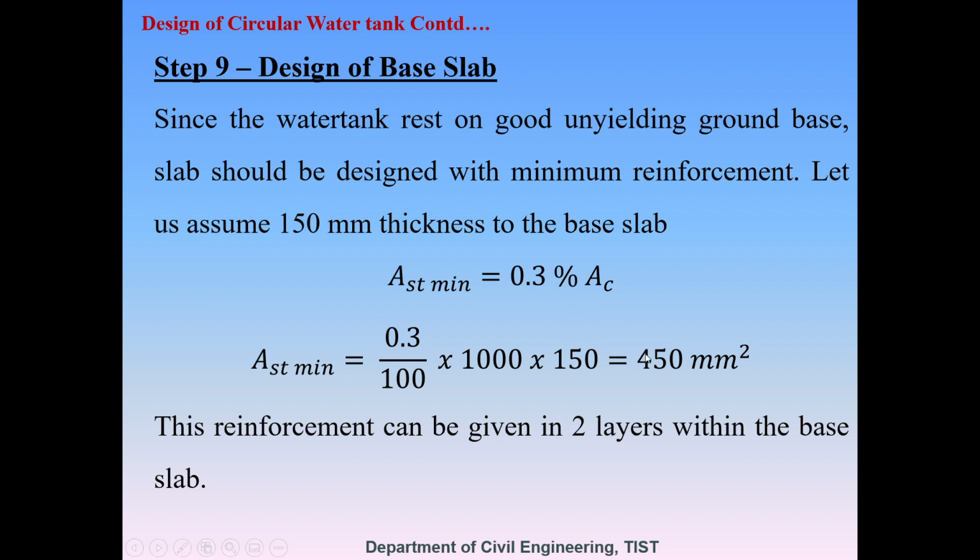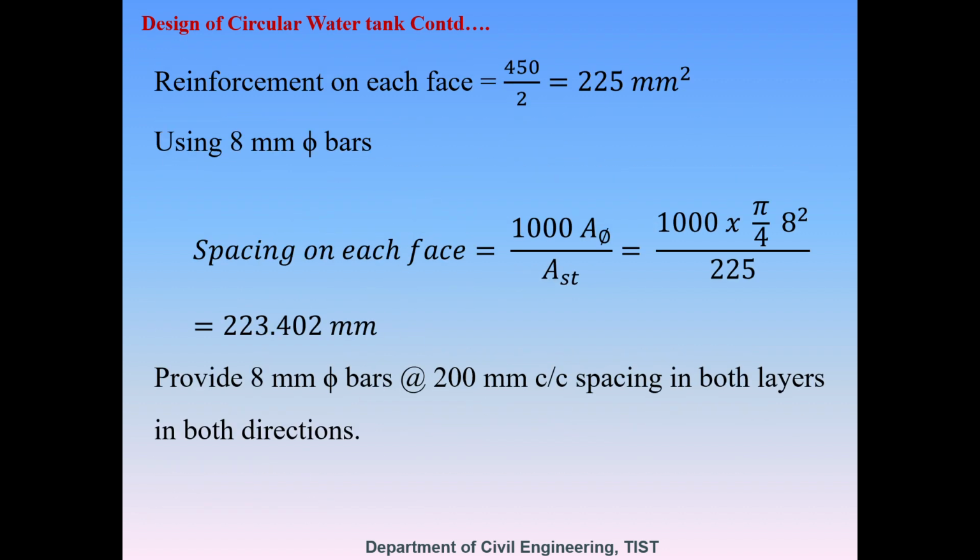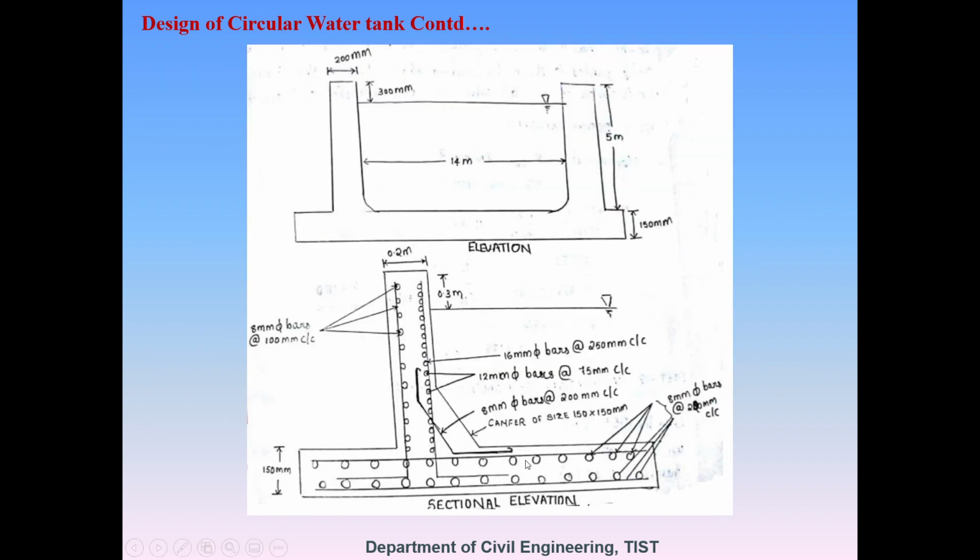This reinforcement can be given in 2 layers within the base slab. Since you are providing in 2 layers, the reinforcement on each face is 450 by 2, that is 225 mm square. If you are using 8 mm diameter bars, the spacing is 223. So you can provide 8 mm diameter bars at 200 mm center to center spacing in both layers, in both directions.